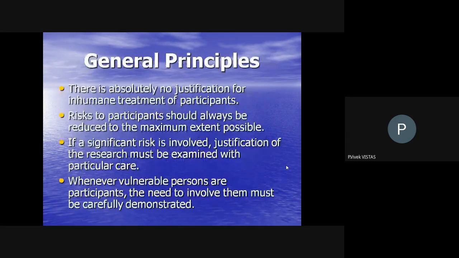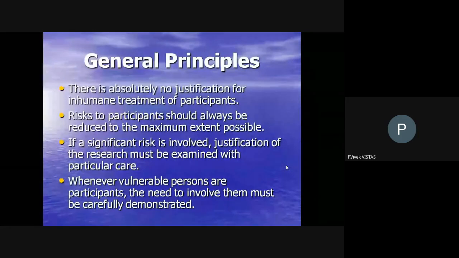General principles. There is absolutely no justification for inhuman treatment of participants. The risk to participants should always be reduced to the maximum extent possible. We must keep reducing risk. If a significant risk is involved, the justification of the research must be examined with particular care. So when a particular project has increasing risk, there needs to be a judgment and a justification of the research. The ethical committee or some other committee will examine our research and our outputs, and then come to a final decision on whether this project may be approved or proceed to a further stage or not.